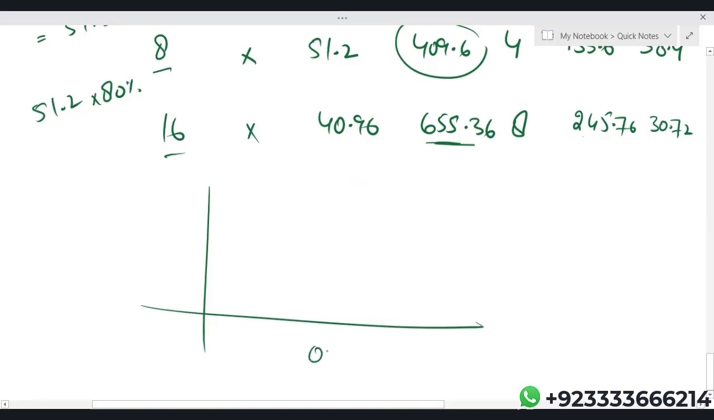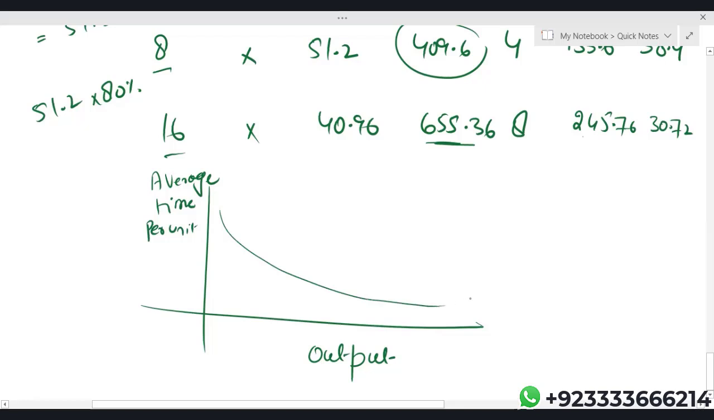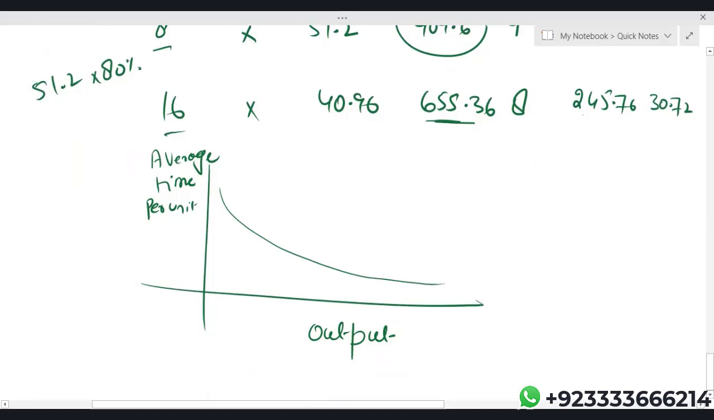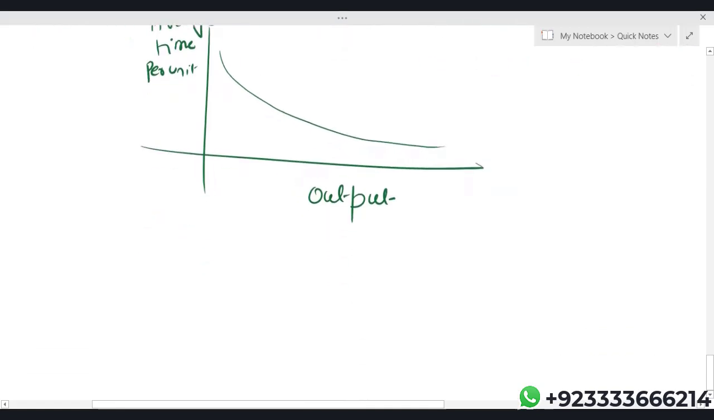Basically, when we are increasing the output, then average time per unit is actually reducing. It's like this. Obviously, it cannot become zero, but the main concept is when an individual does twice of its previous work, then learning curve applies. So as the output increases, average time per unit will reduce.